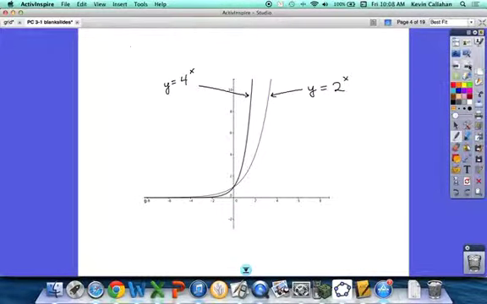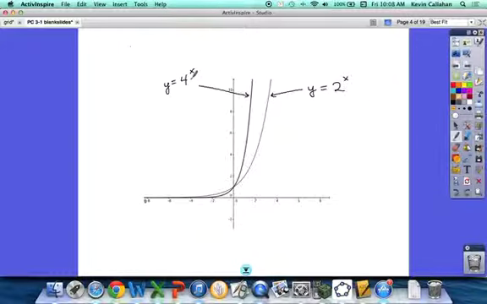Now notice the difference between the graphs. I graphed 2 of them here. Here's our y equals 2 to the x. It's the same one I had in the last, but I added y equals 4 to the x. It's still an exponential growth. I did change the base. It's a little bit different. Does it change much on the graph?